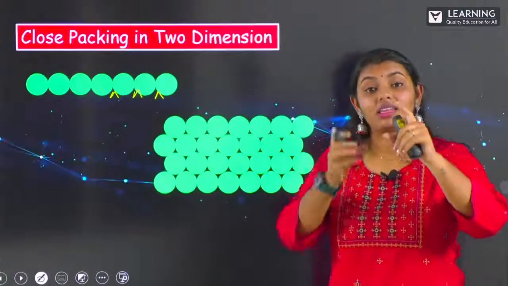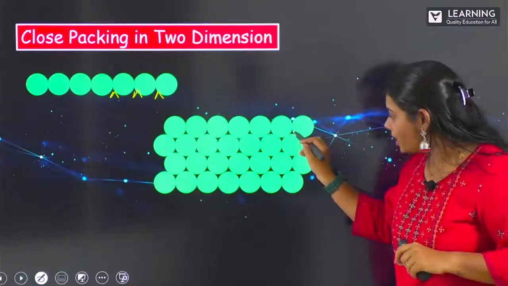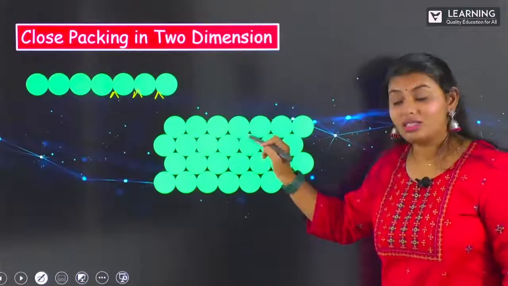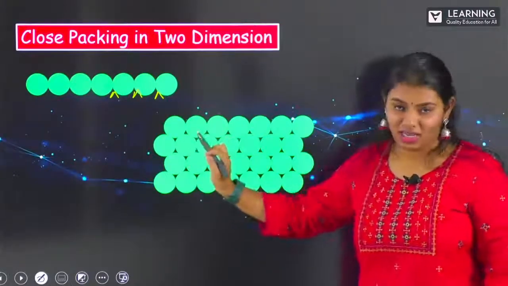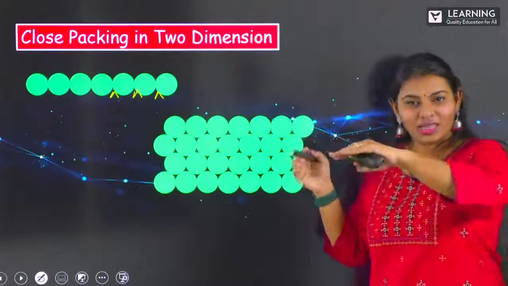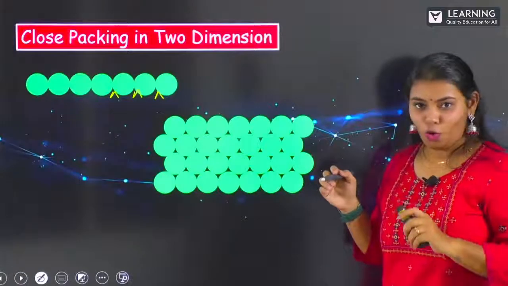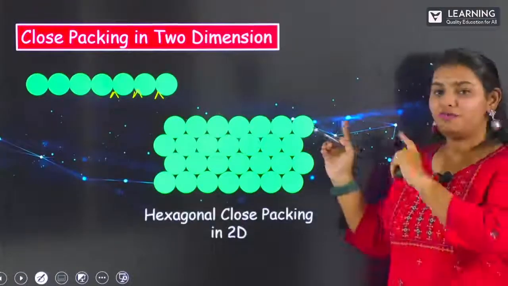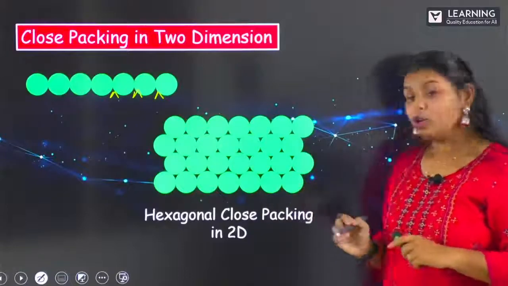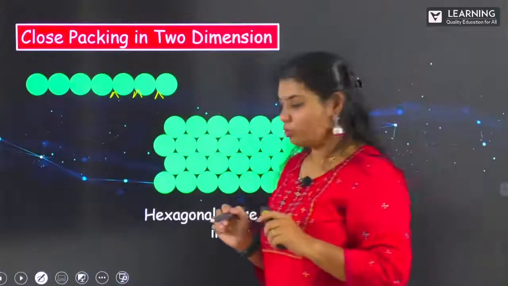But here the second layer will be placed in the depression. You can see here, inside these depressions, just below these depressions only, the second layer is placed. So can you tell me whether this kind of first layer arrangement is similar to the second layer? Is it possible that way? No. We'll see why. But before that, what exactly is this kind of arrangement called? Hexagonal close packing in 2-dimension. Why is it called hexagonal close packing in 2-dimension?